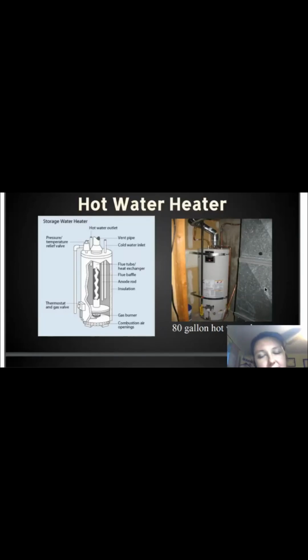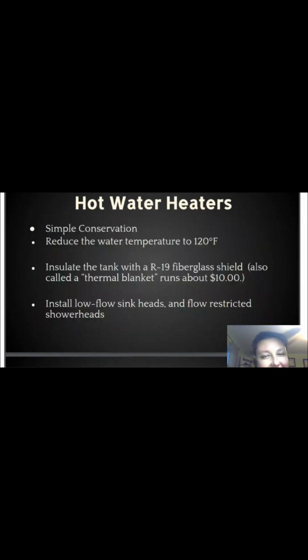So we're going to talk about heating your hot water, and this is your standard hot water tank. This is an 80-gallon tank, and I know I snapped this picture back when I was on the other coast in California, and I know that because I have my earthquake straps on my hot water heater. So, you know, some simple things that you can do to save some energy on your hot water is to turn the water down to 120.